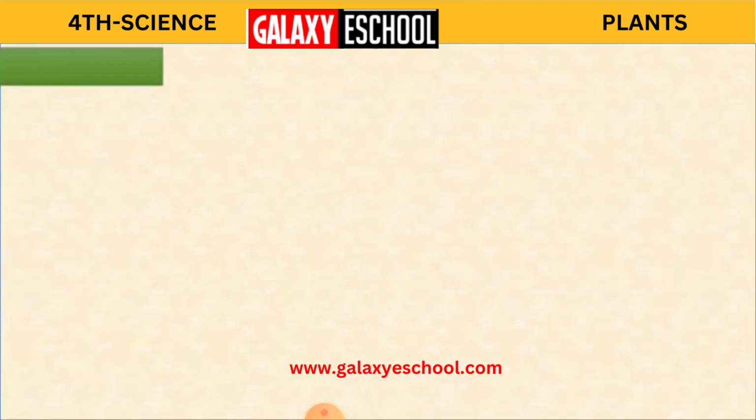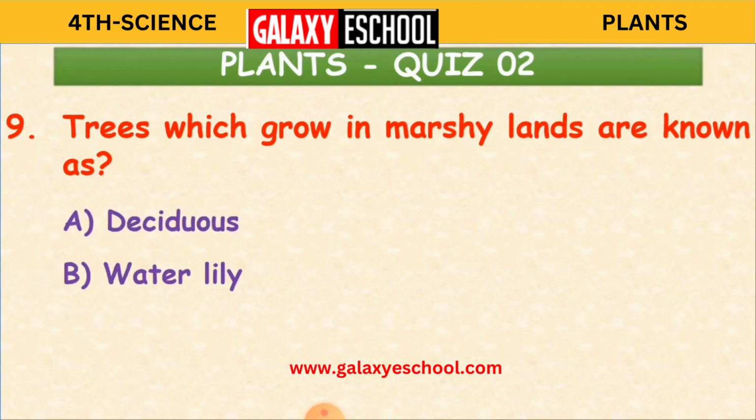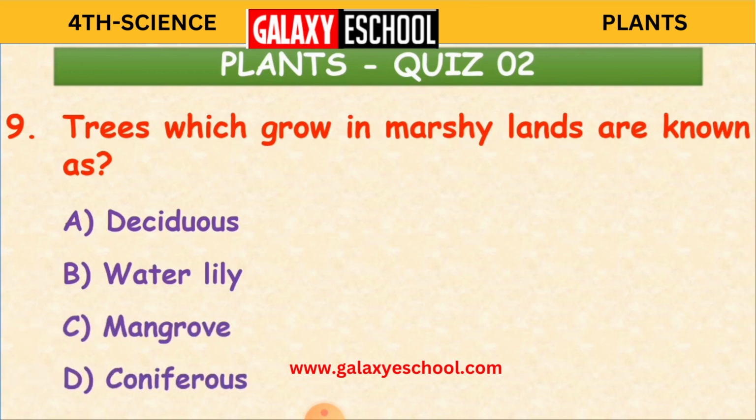Okay, now the next question. Trees which grow in marshy lands are known as what? Deciduous, water lily, mangrove, coniferous. Which type of trees grow in marshy lands, children? Got the answer? Yes, it is mangrove. Mangrove trees.